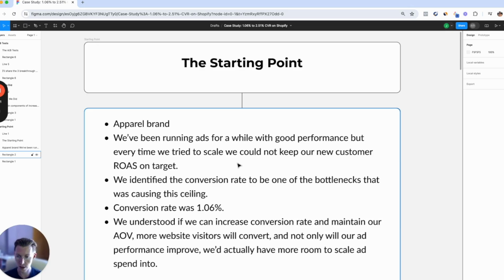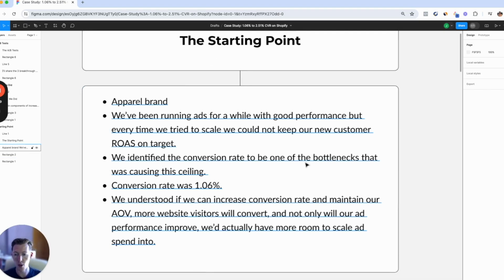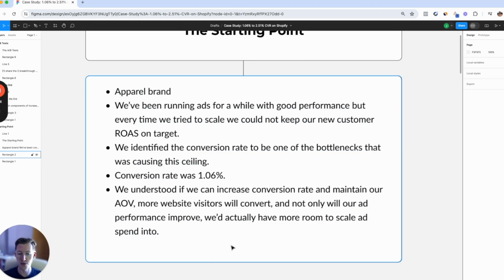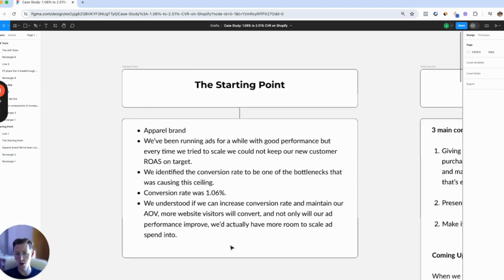I'm not saying the conversion rate is the only reason why that happens, but it could be one of the main reasons why it's happening. So we identified the conversion rate to be one of the bottlenecks that was causing this ceiling for us. And the conversion rate was 1.06%. So we understood that if we can increase conversion rate and maintain our AOV, more website visitors will convert, and not only will our ad performance improve, we'll actually have more room to scale ad spend into, right? So it doesn't just mean that we can maintain spend and get an even better new customer ROAS. It also means that we can do that, but also spend more, right? And fill that gap. So that was a starting point.